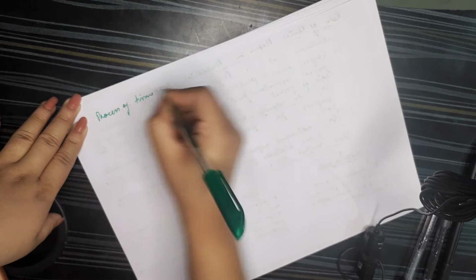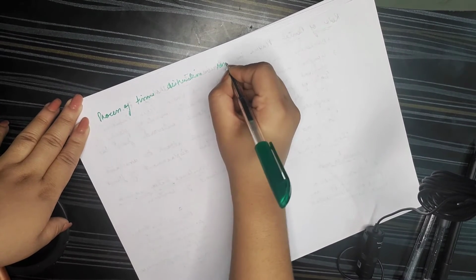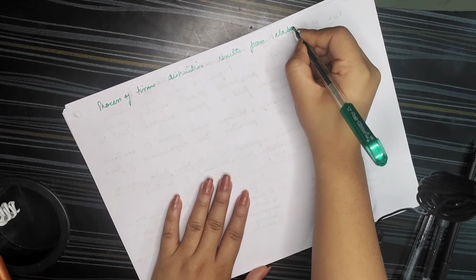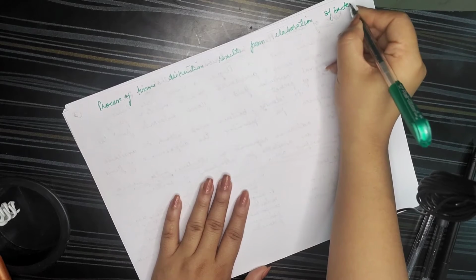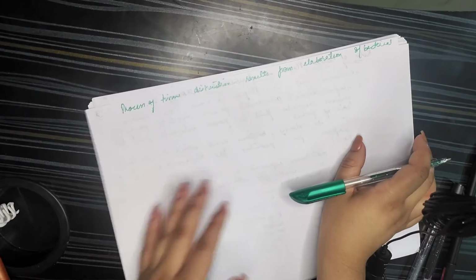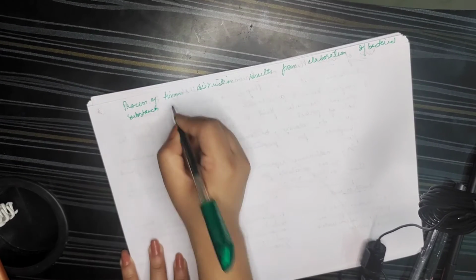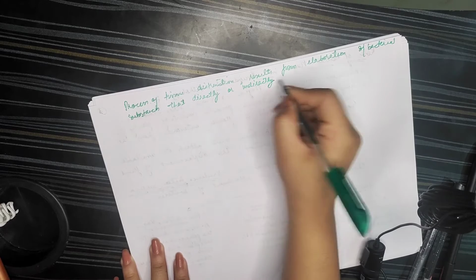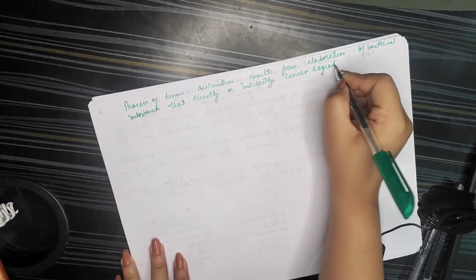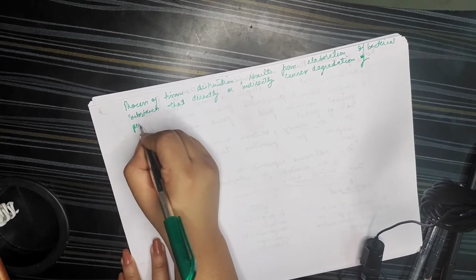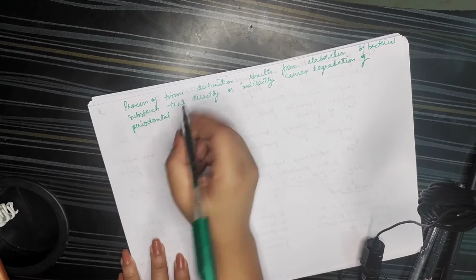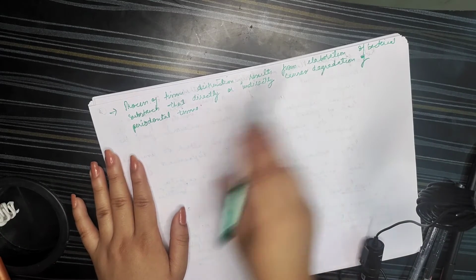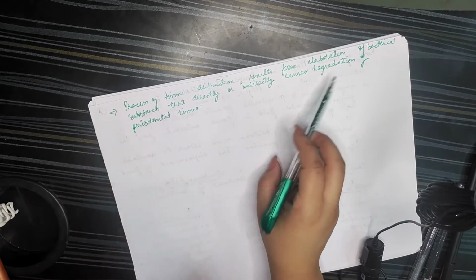Process of tissue destruction results from elaboration of bacterial substances that directly or indirectly causes degradation of periodontal tissue.